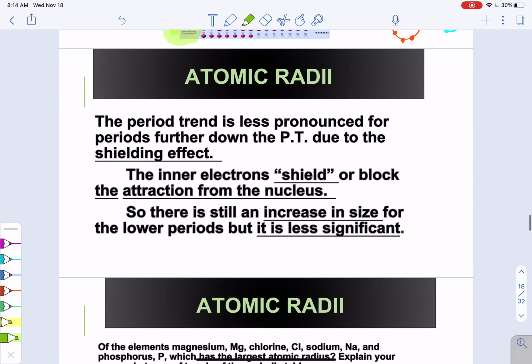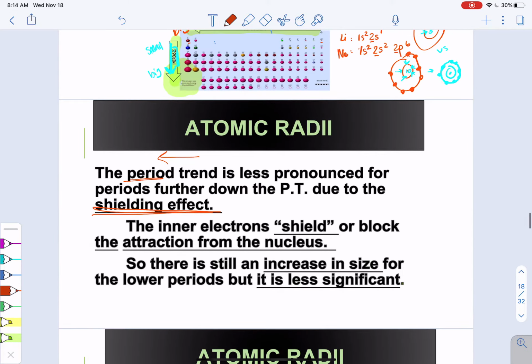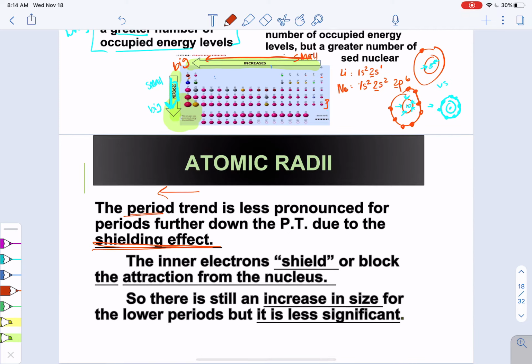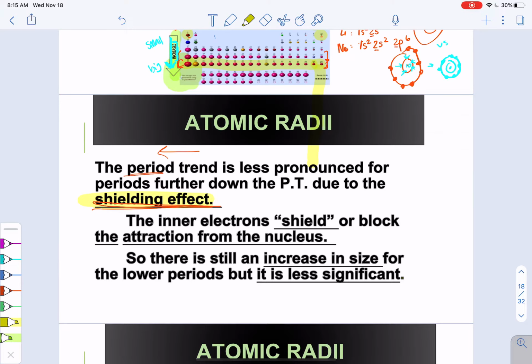Okay, so then just a little bit more information. It says that the period trend, which is the one going across, is less pronounced at the bottom of the periodic table due to what's called the shielding effect. When you get down to the bottom of the table, do you see how it's more of a gradual change? You see how these are just kind of gradually getting bigger as I go across, whereas at the top they were just really tiny compared to really big. The reason that these are more gradual is this shielding effect.